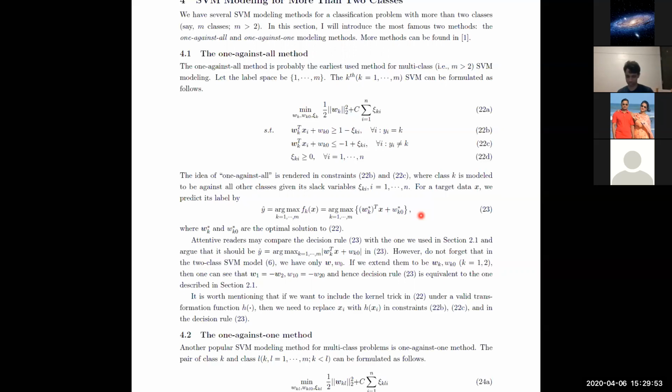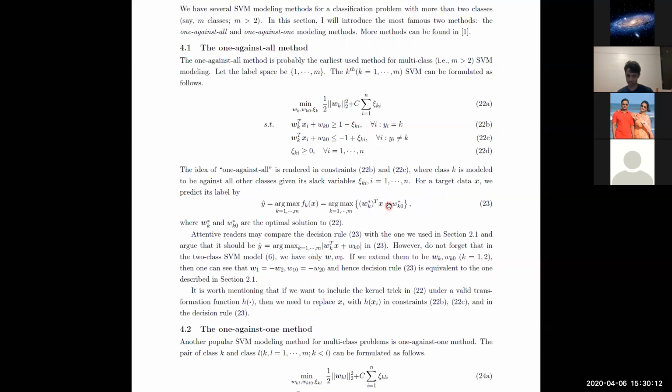Any other questions? No. Okay, and similarly, if you don't like the hyperplane and you want something curved, then you can use the kernel function: put h(x) here instead of x, and everything should work as well.